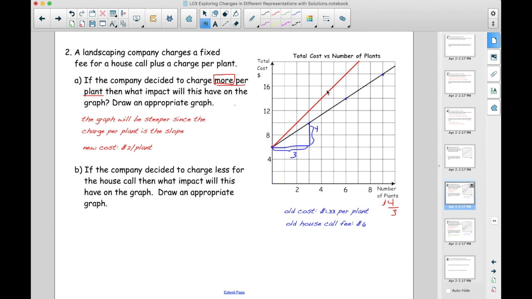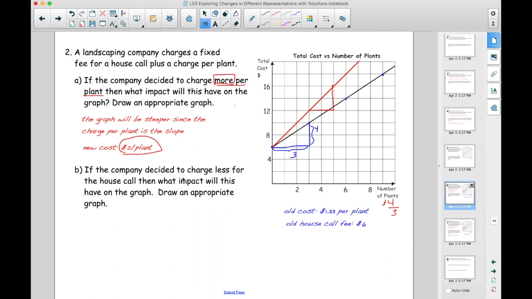So my new line that I've drawn here, I created it so that it has a slope of, so there is my change in 2 plants, and there's my change in cost. That's $4 from 12 to 16. So my cost is $2 per plant. So you can definitely see that that has increased. But the key idea was that graph has gotten steeper. It is still starting at 6. We are not to change that. And anything steeper than the previous line would be acceptable.